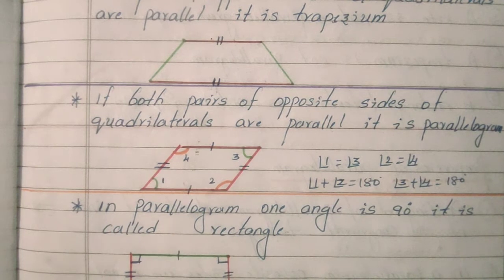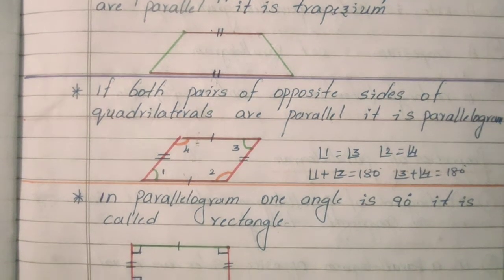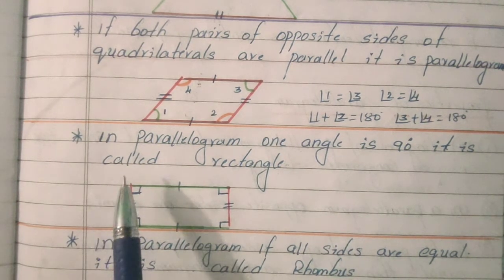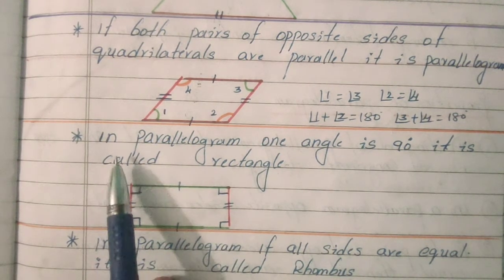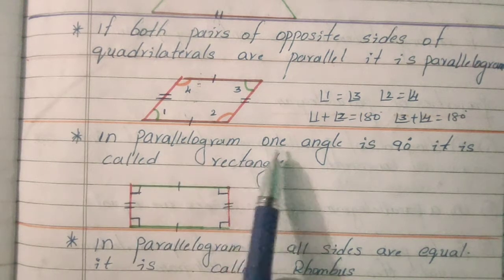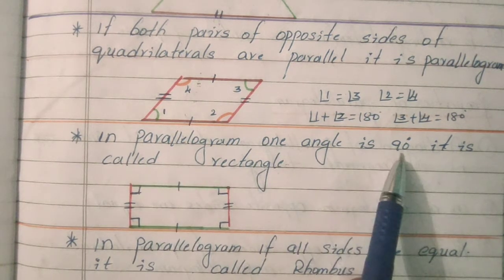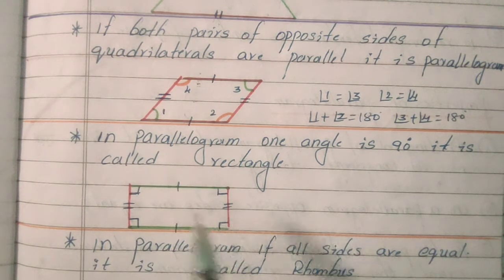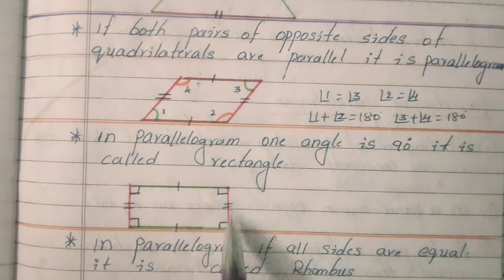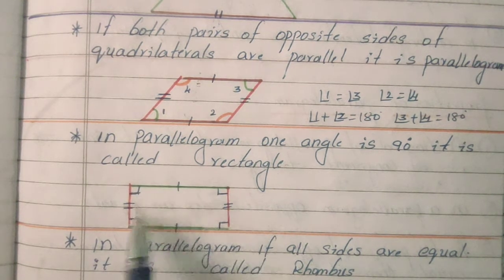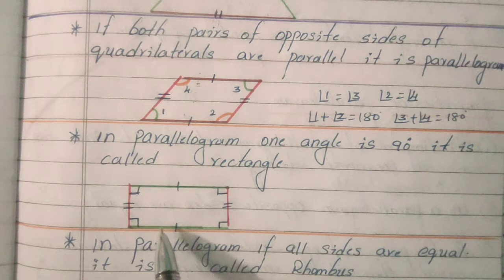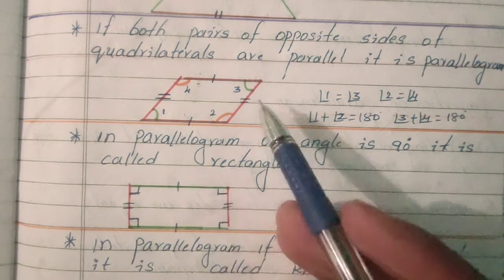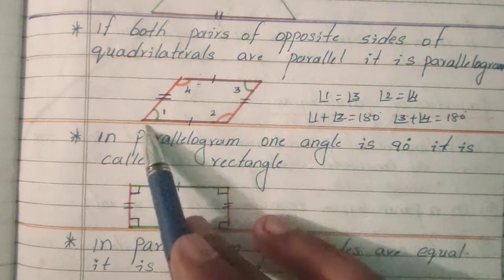Next, types of parallelogram. First one, rectangle. What is a rectangle? In a parallelogram, if one angle is 90 degrees, then it is said to be a rectangle. So imagine this is a parallelogram. Opposite sides are equal and parallel. One angle is 90. Obviously the opposite angle is also 90, because just before I discussed with you, opposite angles are equal.